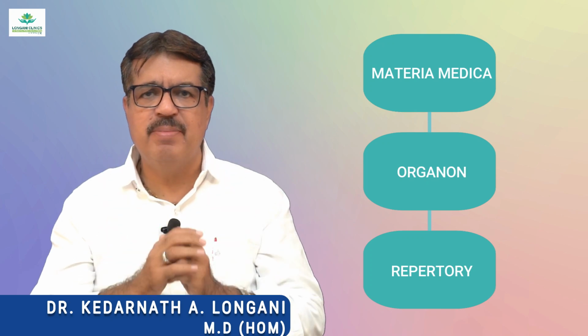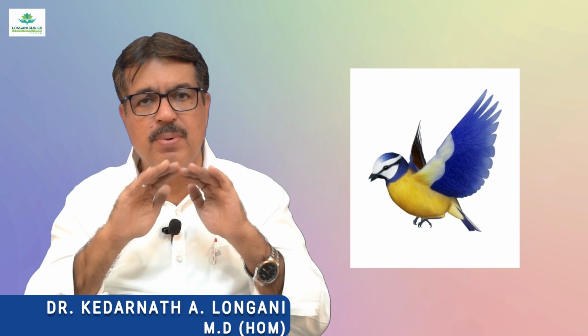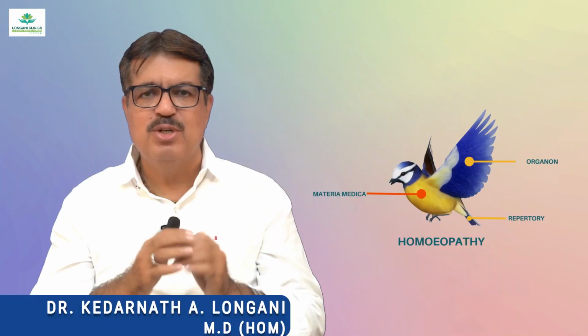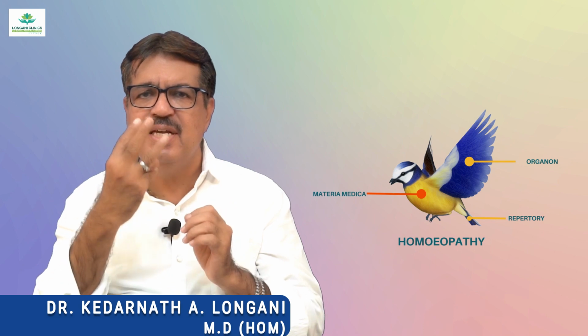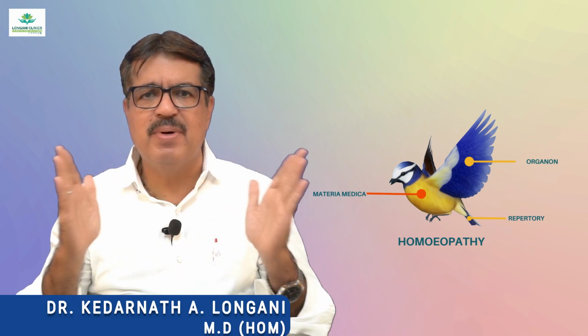As it is rightly mentioned, homeopathy is compared with a bird, its body represented by the materia medica, wings by organon, and the tail which gives the correct direction by the repertory. So it is easily inferred that these three important branches of homeopathy are inseparable.